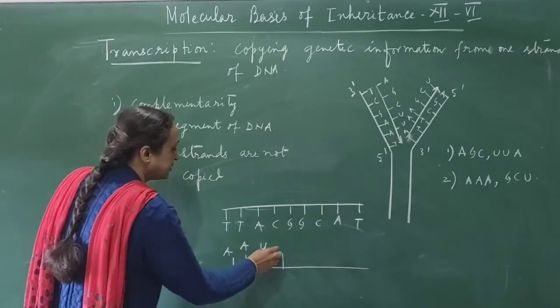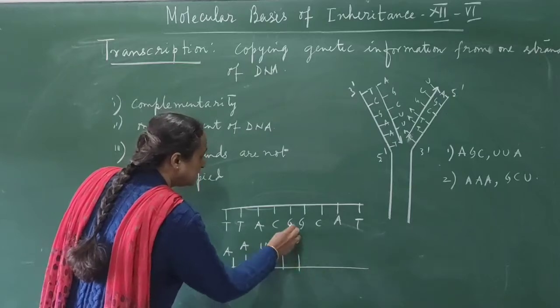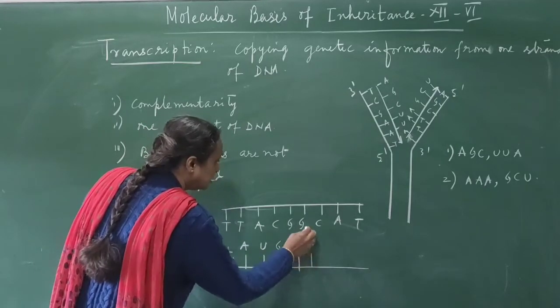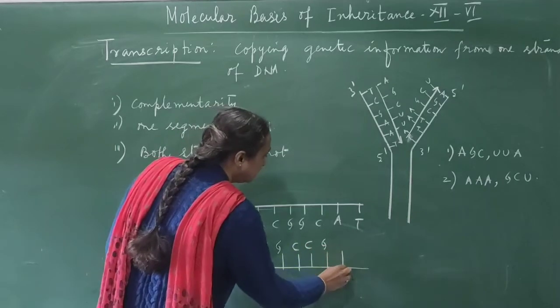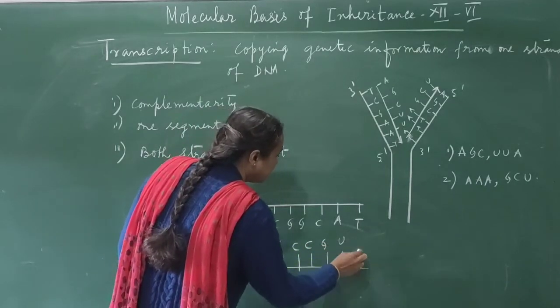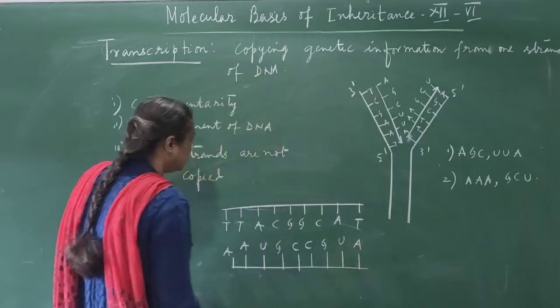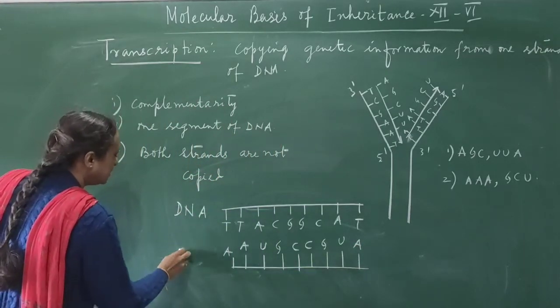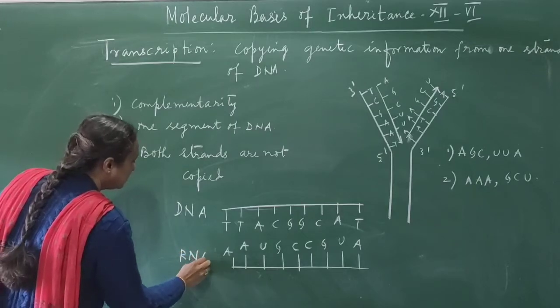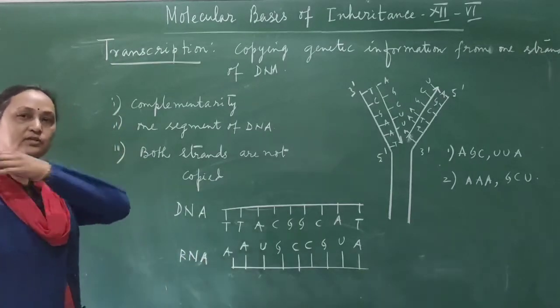Then cytosine will pair with guanine. Guanine will pair with cytosine. Then again cytosine is pairing with guanine. Adenine is pairing with uracil. Thymine is pairing with adenine. So this is DNA, and this is the corresponding base in RNA. So like this you will get the question.